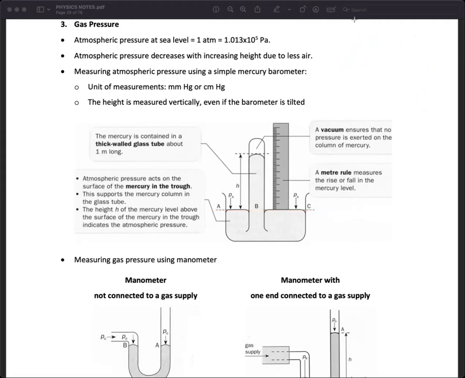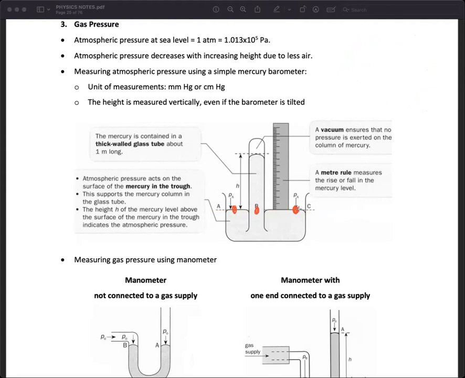Okay, so you are convinced already. I'm going to draw 3 points. Point A here, point B here, and point C here. So these 3 points have the same pressure. Clear so far? Because they are all on the same horizontal line.